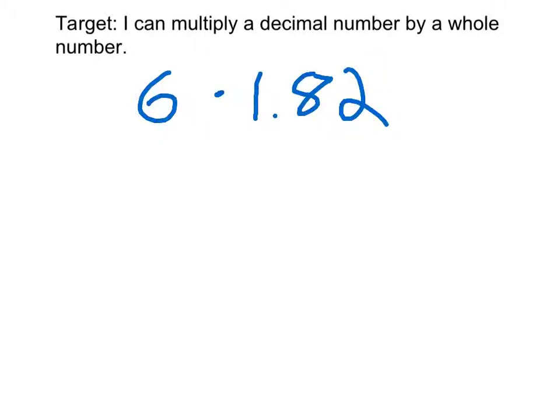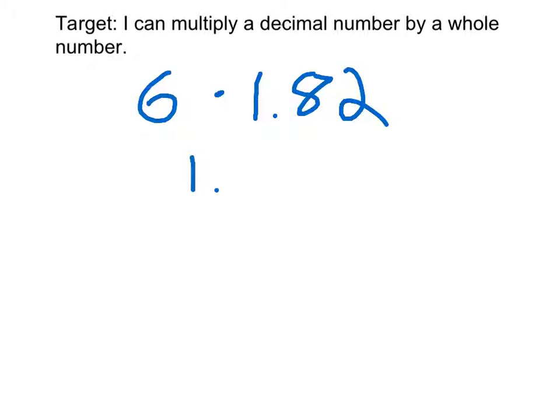Okay, 5th grade. Today our target is I can multiply a decimal number by a whole number. And we have our whole number here, 6, and our decimal number here, 1 and 82 hundredths, or 1.82. Now when you're multiplying decimals, you just follow the same steps as you do for multiplying without a decimal.